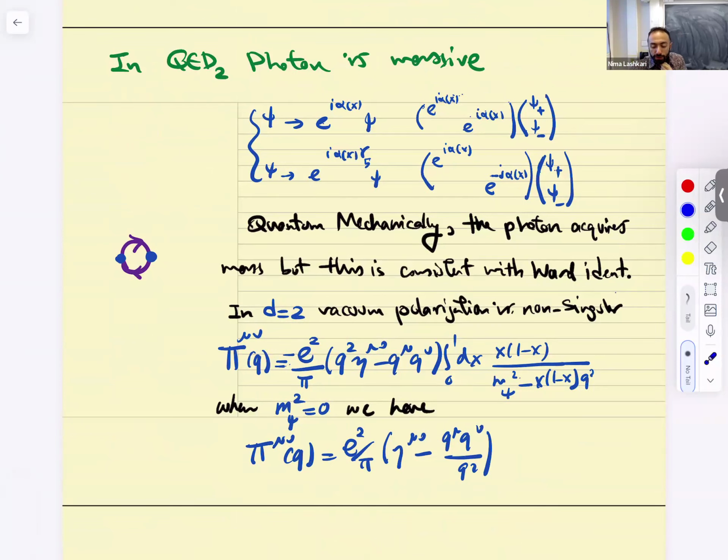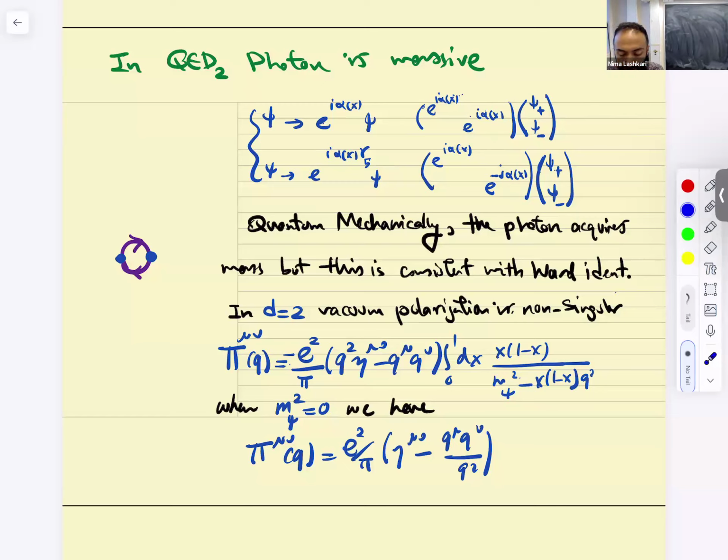All right, so in QED2, the photon is massive. We have two transformations: the vector one that treats right movers and left movers the same, and the axial one that treats them with a relative minus sign in the gauge transformations. We would like to see if there are any anomalies. We use a trick.